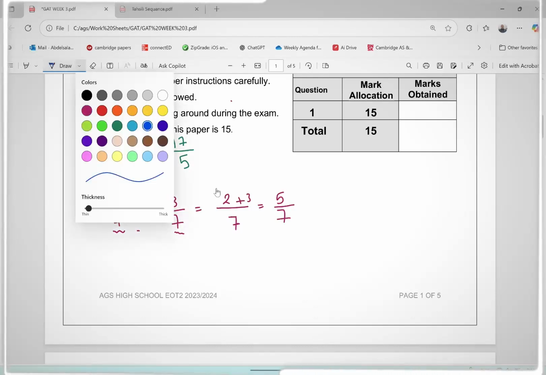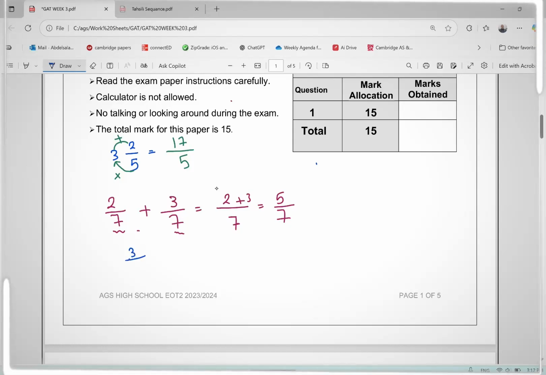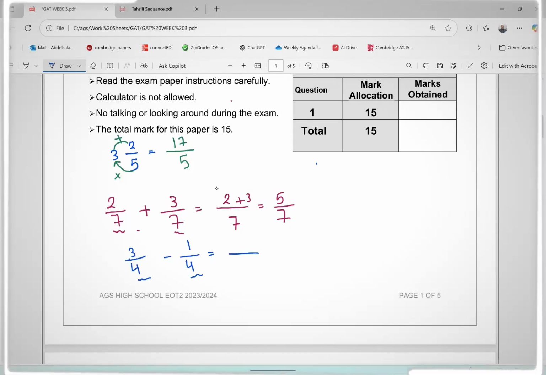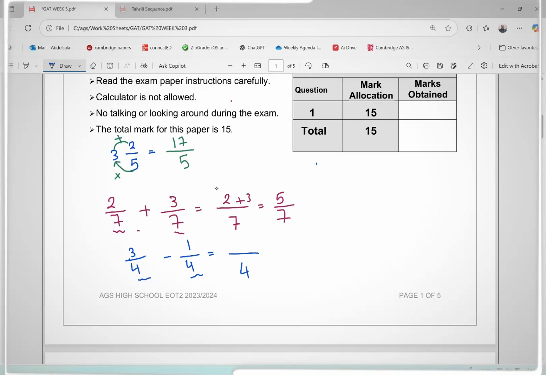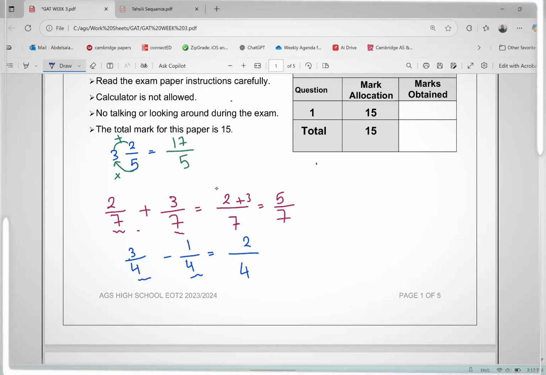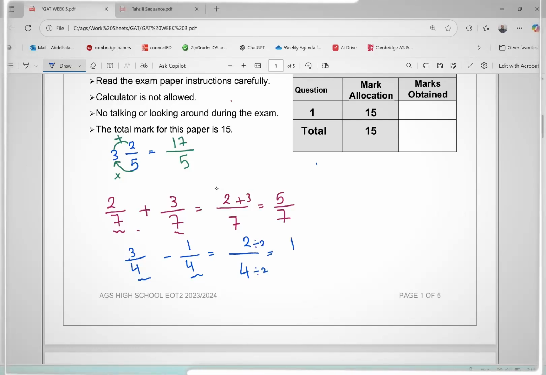Another example. If I have 3 over 4 minus 1 over 4. Okay, I have the same denominator, so I will write the same denominator. And 3 minus 1 is 2. You should simplify the fraction. And once you have 2 over 4, I can divide by 2 and divide by 2, up and down, which will be 1 over 2.